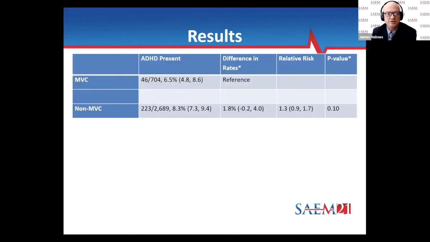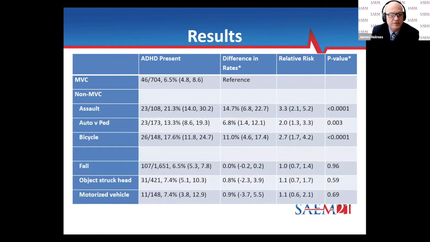When we compared the rate of ADHD in motor vehicle collisions, which we believed would represent the baseline rate of ADHD in the population, to those that were in non-MVC mechanisms of injury, we found the rate in the MVC population to be 6.5%, the rate in the non-MVC to be 8.3%. That difference was 1.8%, and the difference in rates crossed zero, so this was not statistically significant.